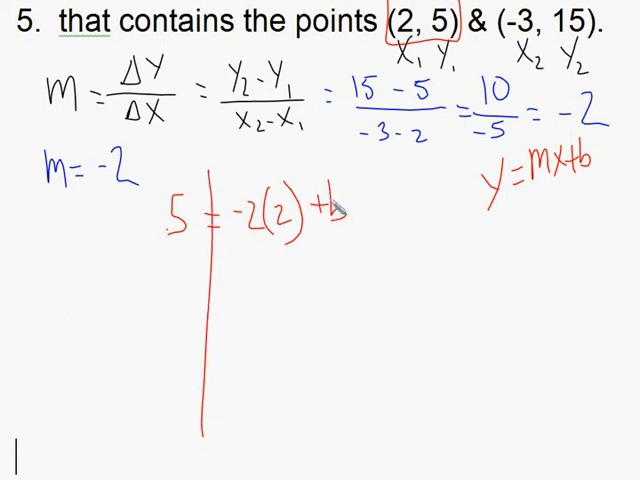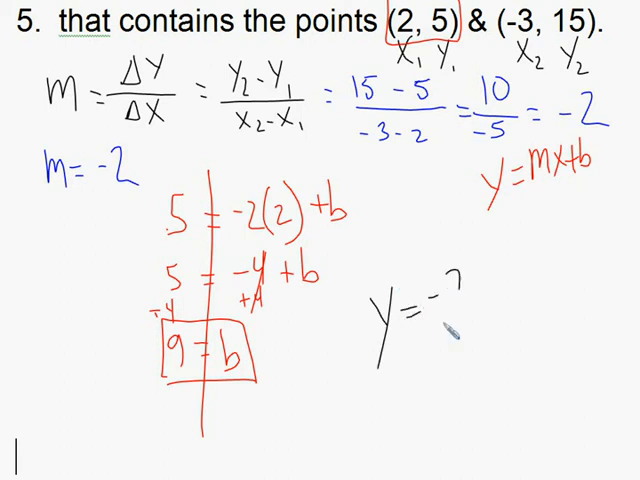I only have one unknown variable, and I can solve for that. So I now have 5 equals negative 2 times 2, that's minus 4, plus b. And in order to solve, I add 4 to both sides. And I'm left with 9 is equal to b. Now I found my intercept. So now I can write the equation for the line that passes through these 2 points. y equals negative 2x plus 9.